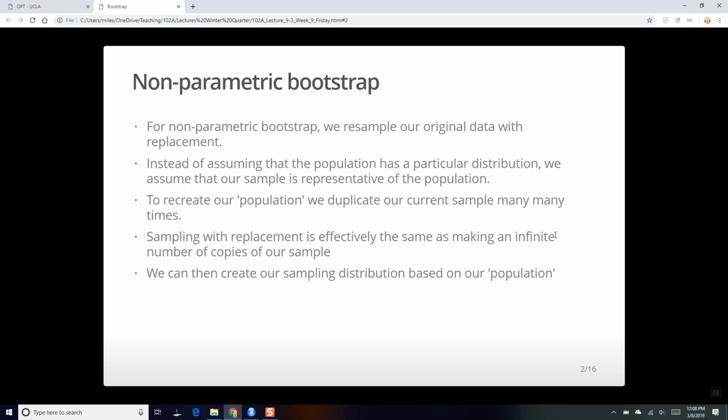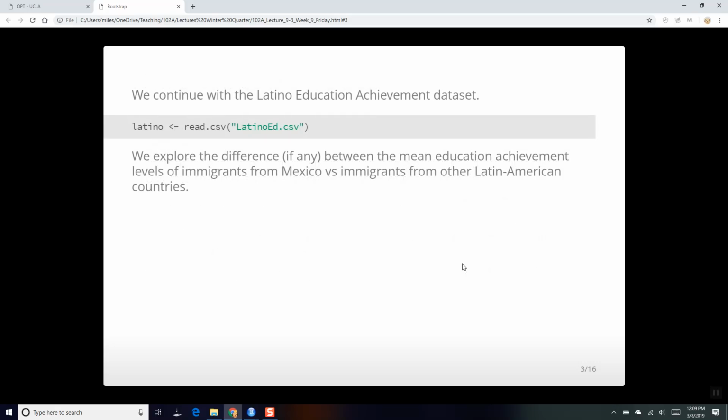And so that's effectively the same as sampling with replacement. When you sample your current sample with replacement, it's effectively the same as making a million copies of your current sample, or an infinite number of copies, and then drawing samples from that population. And again, all of this is so that we can generate a sampling distribution and thus compare our current observed sample to the sampling distribution.